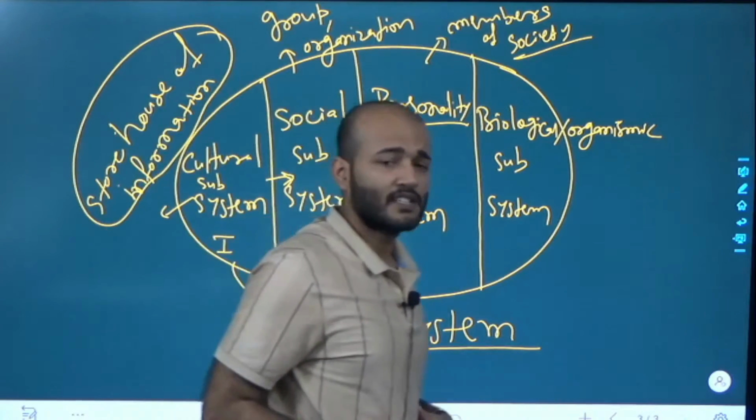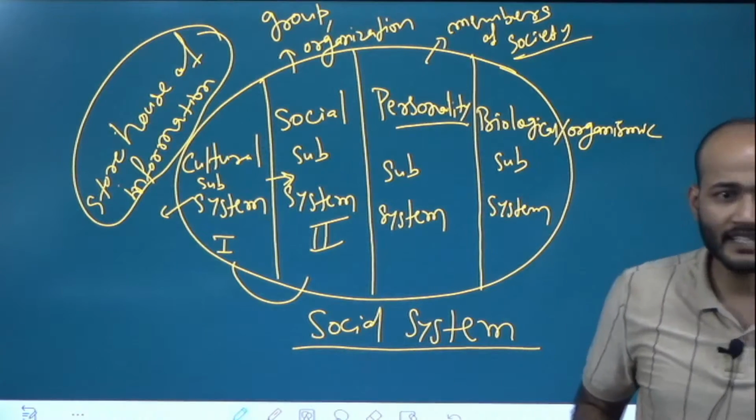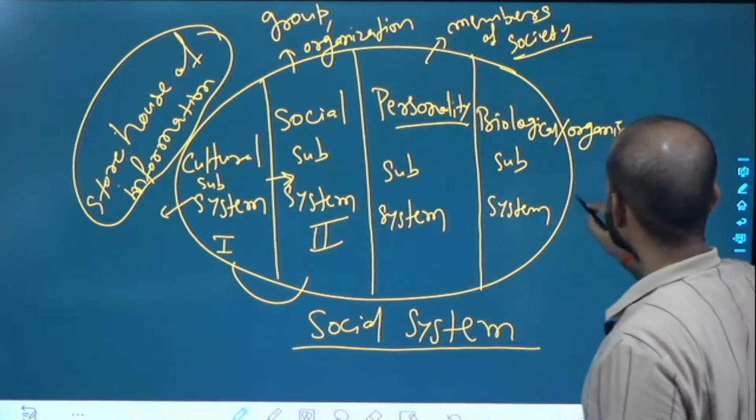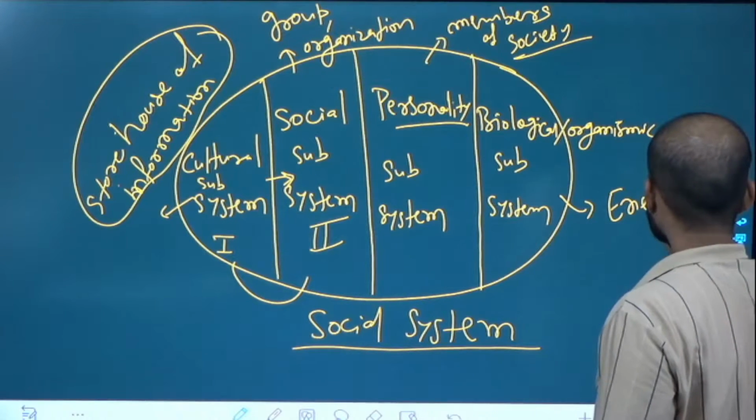Now what does a person need? Calories, energy, right? Energy is needed. So that becomes the biological subsystem. Energy.